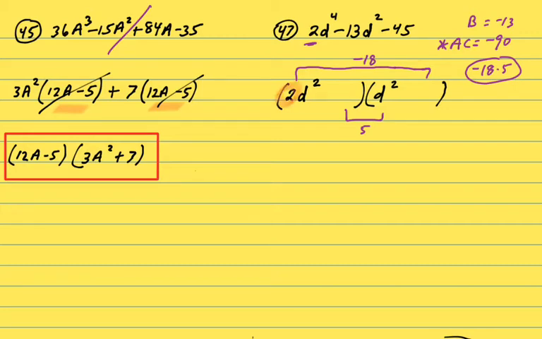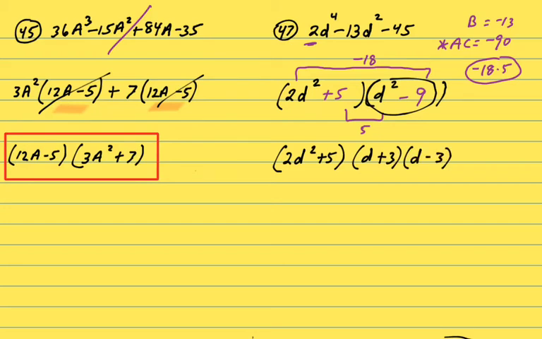So I say 2 times what is -18? Let me say it again. 2 times what is -18? And that would be a -9. 1 times what is 5? 1 times 5. So this stays 2d squared plus 5 because you can't factor the sum of squares. But you can factor the difference of squares. So that would factor to d plus 3 times d minus 3. And that's the answer for 47. I hope these help. Good luck.